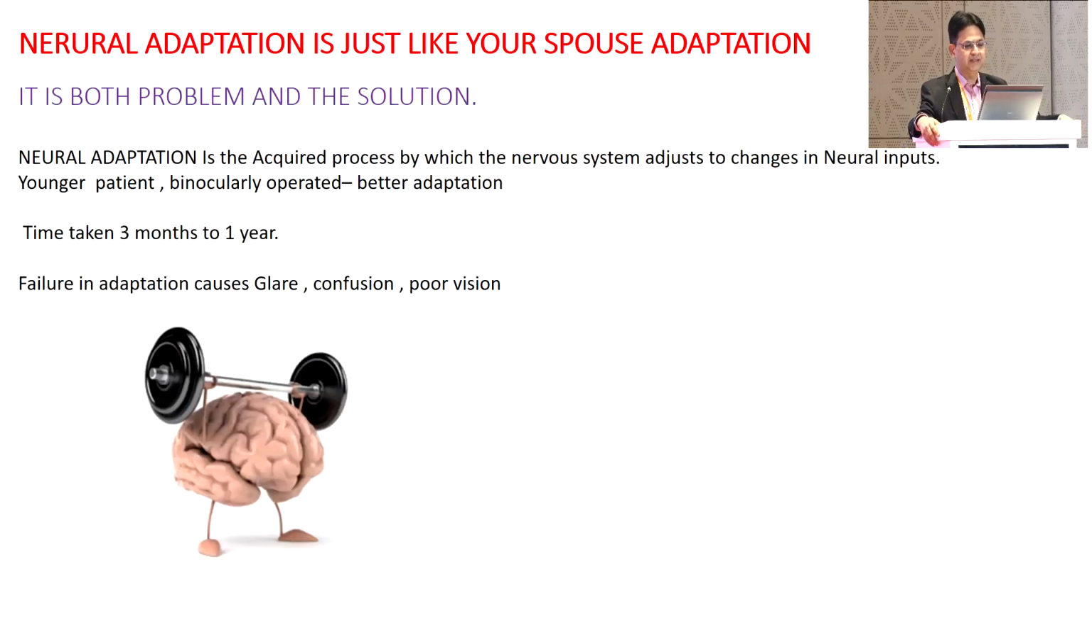Neural adaptation is just like your spouse, because it is both the problem and the solution. It is the acquired process by which the nervous system adjusts to changes in the neural inputs. The time taken is 3 months to 1 year.